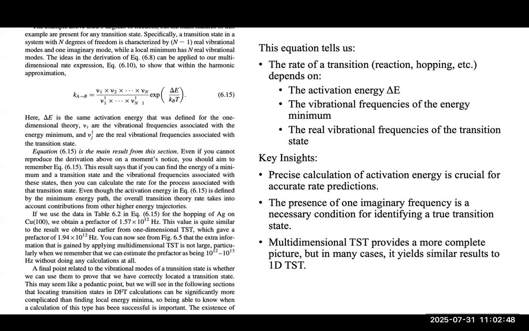Well, this one is certainly more than what we can cover today. But I figure that a few elements that some of us are encountering right now are worth a little discussion. Can anyone tell me what this point means? The presence of one imaginary frequency is necessary. It's a necessary condition for identifying the true transition state. I think it comes from the literature.